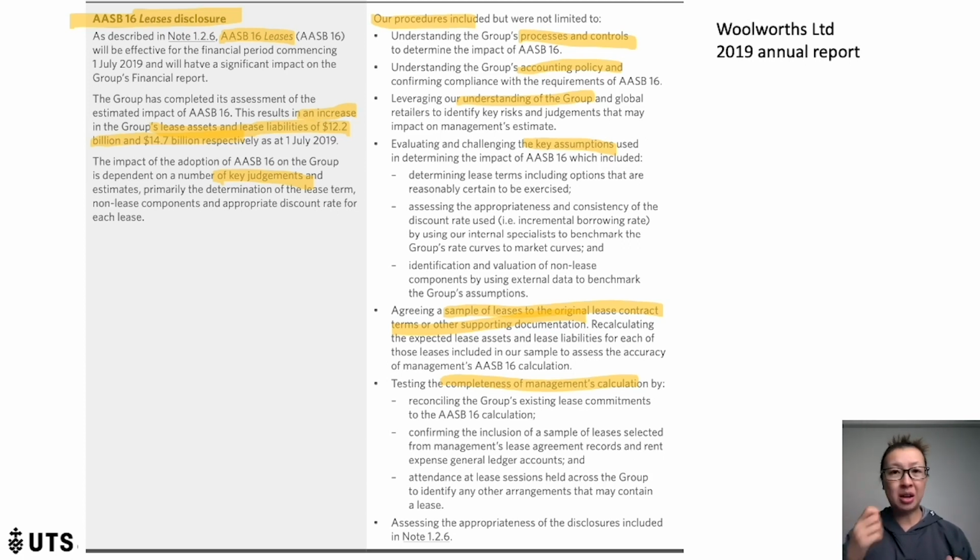Before key audit matters, we didn't tell anybody anything about how the audit was done, except that we followed the audit standards and we followed the ethical standards. This is now a lot more detail. Now, of course, we're not going into detail for every part of the accounts, but for the key audit matters.